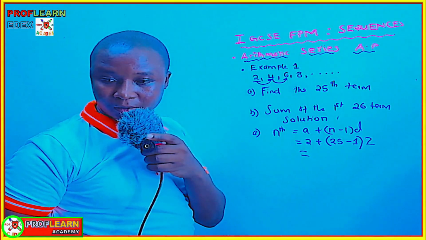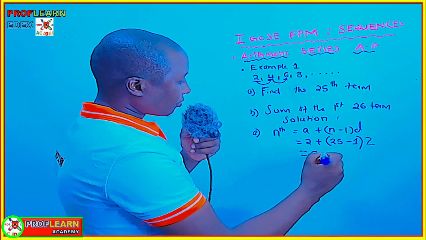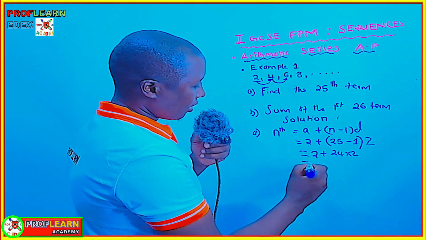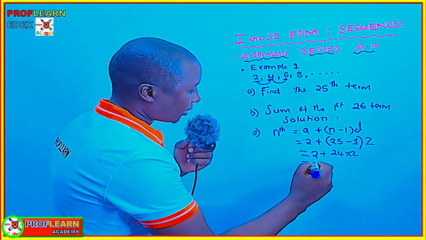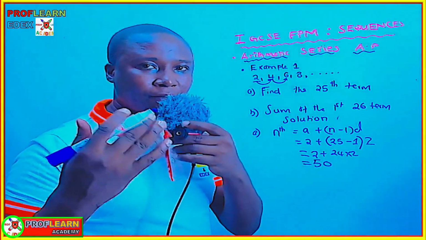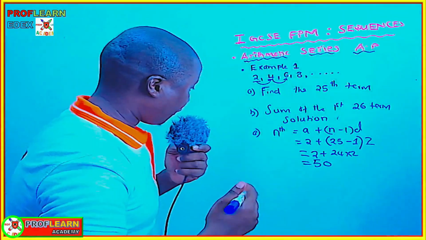So if we work this out, you are going to get your answer as 2 plus 24 times 2, and finally this is going to translate to 48 plus 2, which translates to 50. So the 25th term of this sequence is 50.